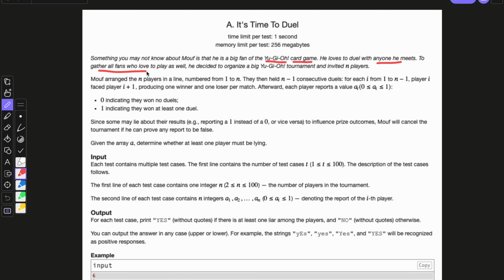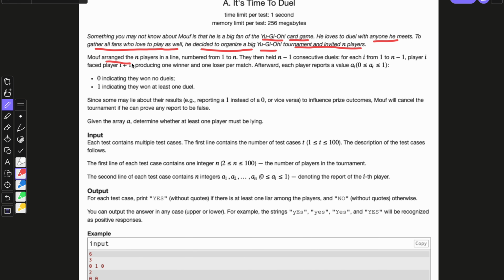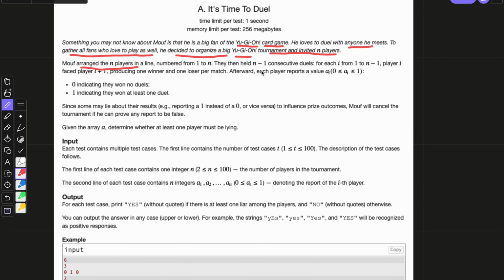To gather all fans who love to play as well, he decided to organize a big Yu-Gi-Oh tournament and invited N players. So the game has N players. Morph arranged the N players in a line numbered from 1 to N. They then held N-1 consecutive duels. For each I from 1 to N-1, the player I faced I plus 1, producing one winner and one loser per match. Afterward, each player reports a value A_i.